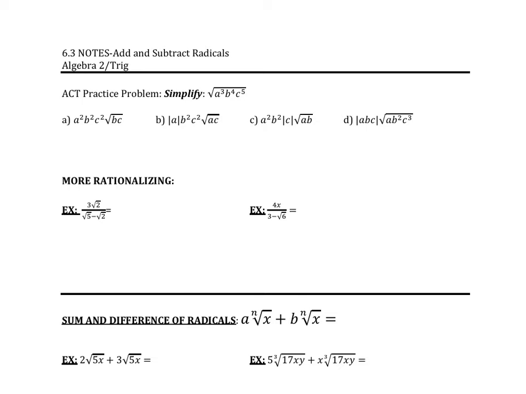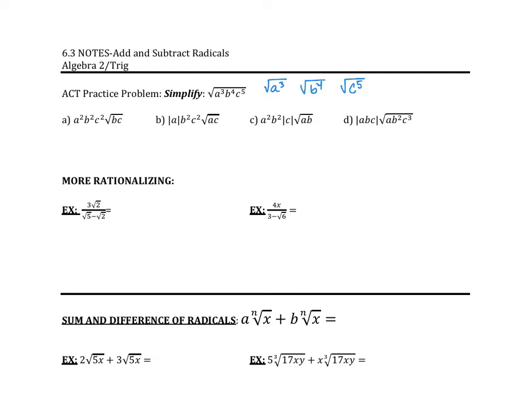All right, hopefully you had a chance to try that problem. And there's several ways that we can approach this. If you want to look at this as three separate problems, we could certainly do that, where we look at the square root of a cubed, the square root of b to the fourth, and the square root of c to the fifth.